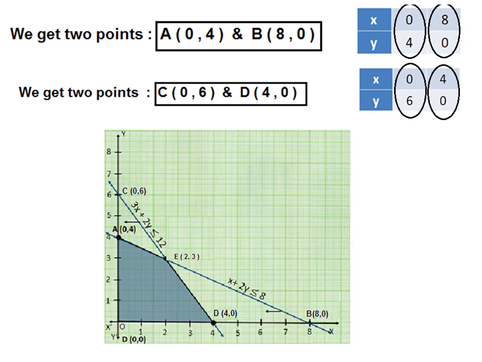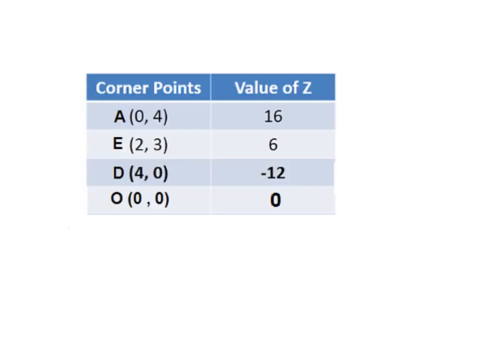We will substitute the x and y coordinates of each of the points in the objective function to find out the values of the objective function. So when we enter the values of the x and y coordinates of the corner points in the objective function z, let us see what happens. When we substitute the value of A as 0, 4, x as 0 and y as 4, we get the value 16. Similarly for E, we put 2, 3, x 2 and y 3, we get the answer 6.